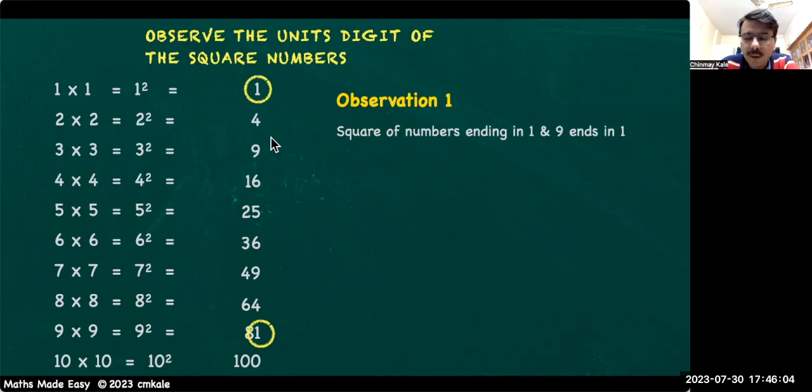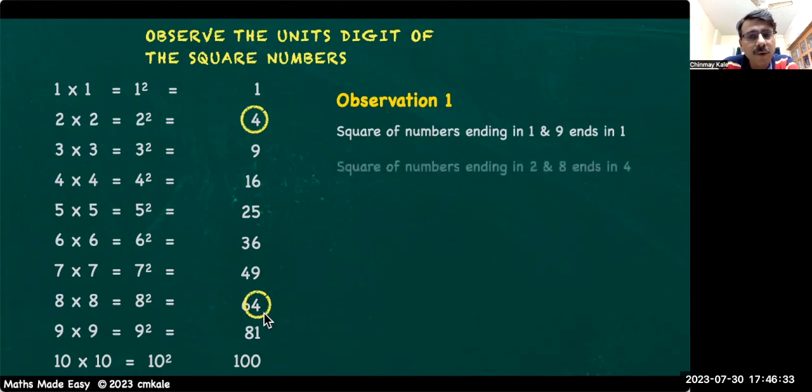Let's look at another number. Let's look at the second row. We have 2 into 2, which is 4. Here we have 8 into 8, which is 64. Both end in 4. So our observation here is any number which is ending in either 2 or 8, its square must result in a number which ends in 4. So squares of numbers ending in 2 and 8 end in 4.